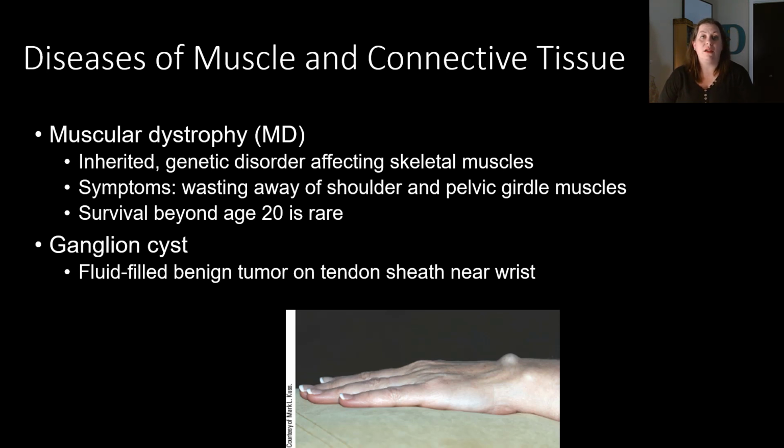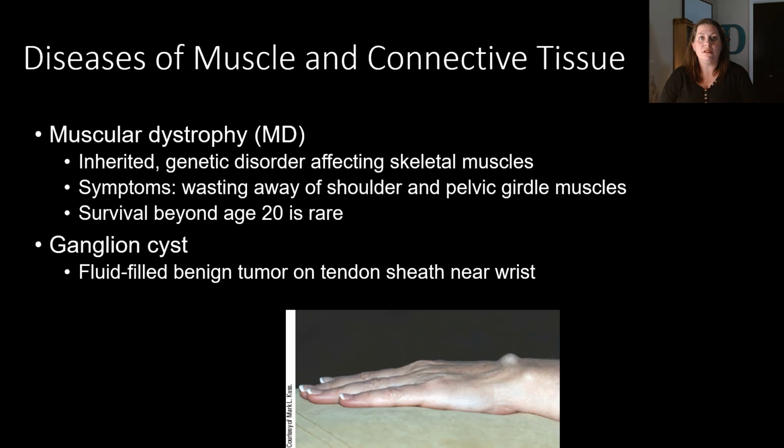There is a genetic component, and there are multiple types of muscular dystrophy, but it does affect the skeletal muscles. This is more common in younger individuals than the other ones that we've discussed because of the genetic basis. Now, symptoms: if you have muscular dystrophy, there's a wasting away of the muscles, particularly in the shoulder and pelvic girdles. And so this creates a lot of problems.